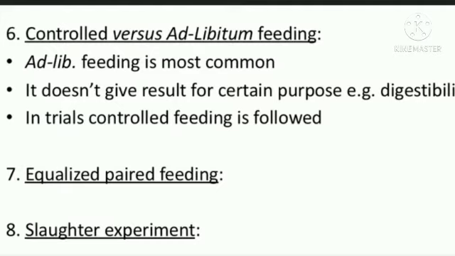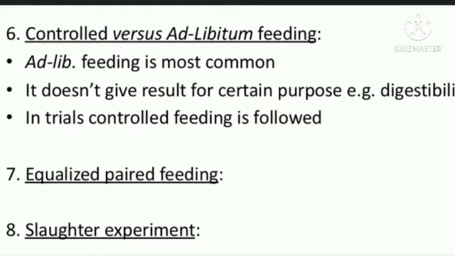So ad-lib feeding is very common, but it doesn't give results for certain purposes like digestibility, because for that we need data on intake and outgo. If we go for ad-lib feeding, we never calculate the total feed intake of the animal. So for the calculation of certain parameters like digestibility, we have to control the feeding. हमें उसको एक control feeding में, मतलब fixed amount of feed we should offer to the animal, so that we can calculate its feed intake, dry matter intake.